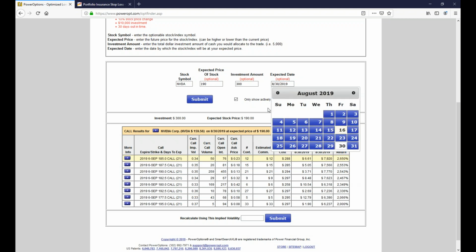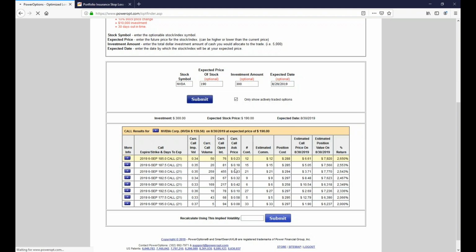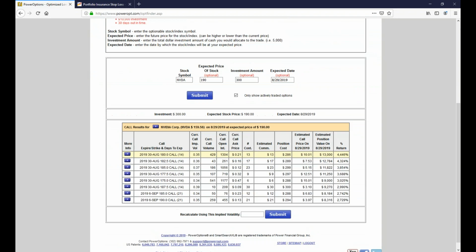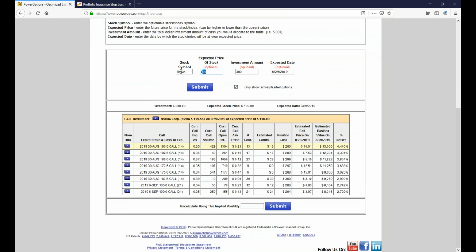Let me put August 29th because it is a computer and it's reading the 30 as the 30, so the 30s wouldn't be profitable. So let's go to the 29th. And I'm sure it'll pull up the 30th of August. There you go. So if that's my expectation, then the video would be around 190 on or around the end of August. The 30th of October 180 call would give me the best bang for the buck.